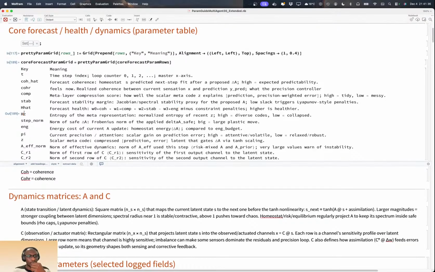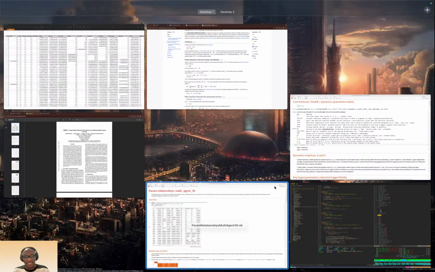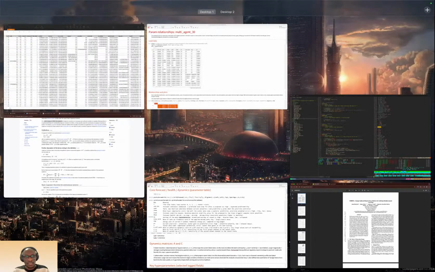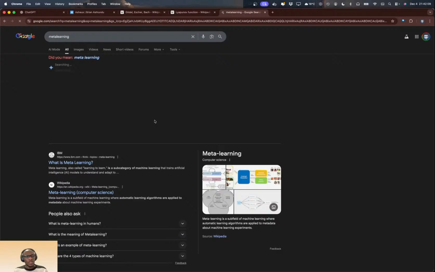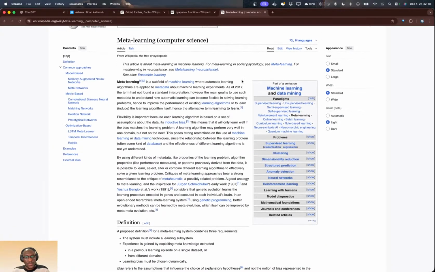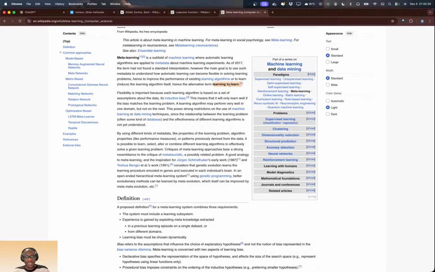And then we have entropy. Hz is the entropy of the meta representation. By meta representation, I mean the entire system is built on these ideas of meta learning. It's learning about learning to learn. In computer science, it's where automatic learning algorithms are applied to metadata about machine learning experiments. So it's just learning to learn.